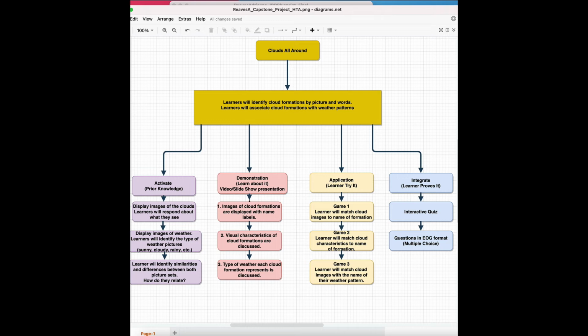Once their schema has been activated, the students complete the demonstration process where they are receiving direct instruction about the cloud formation types, descriptions, and images. This will be the core of their learning needed to complete the application task. To apply the skills learned, students will play a series of matching games. Final mastery will be determined through a short quiz where students will answer end-of-grade questions to demonstrate understanding. By creating my HTA similar to my FPI, I'm able to make sure that all activities integrated into my capstone project revolve around my learner-centered task.